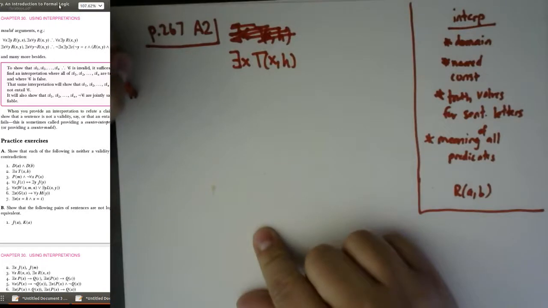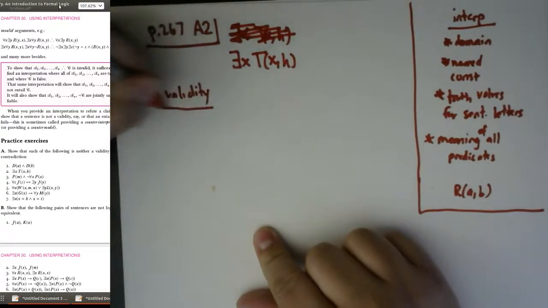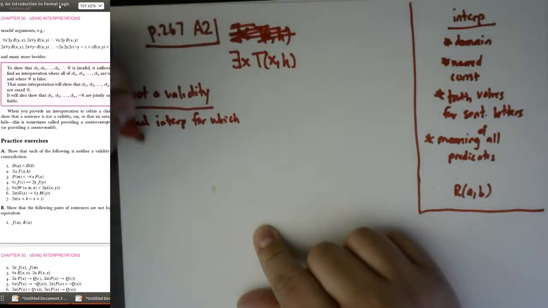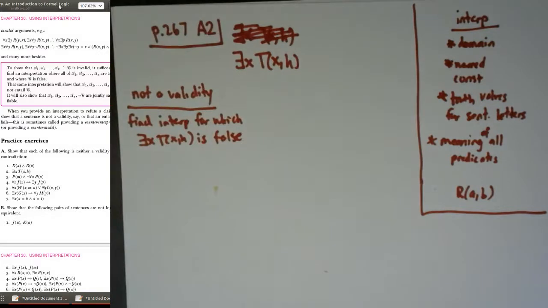So to show it's not a validity, we have to find an interpretation for which there exists x T x H is false. And that's because, well, if it was a validity, it would always be true, and so to be not a validity would mean there is an interpretation in which it is false.